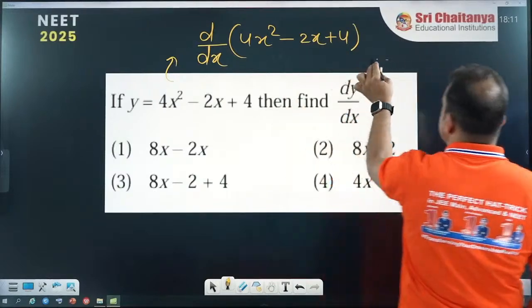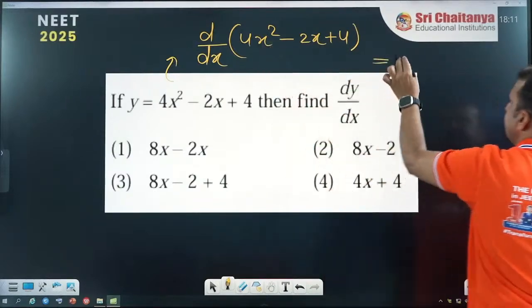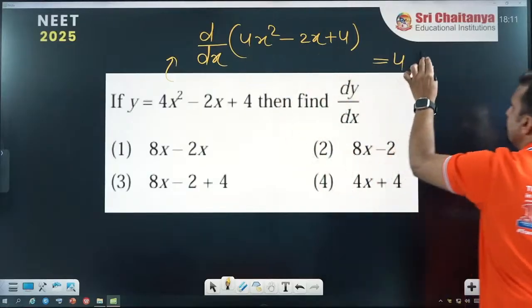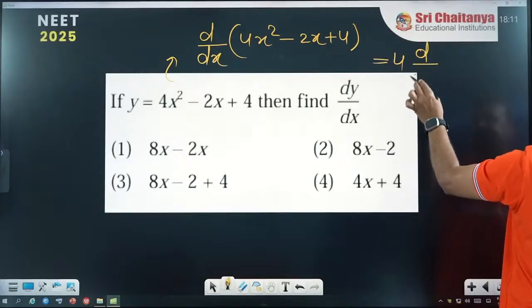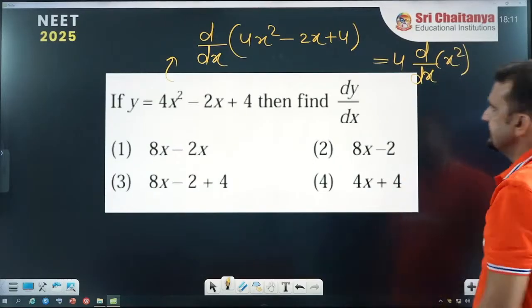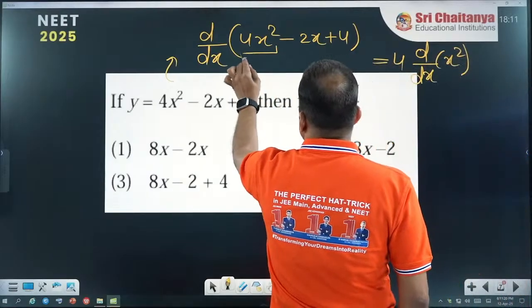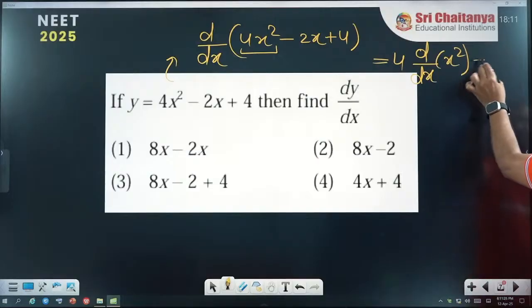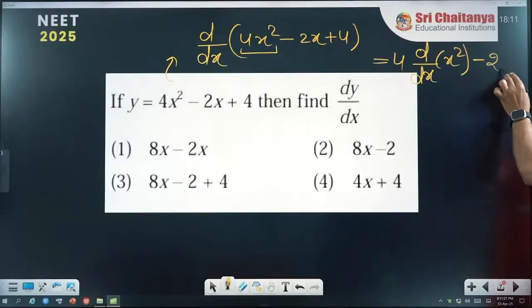When we differentiate this, see, 4 is constant. Differentiation of x square is going to be 2x. You can write it like that: d over dx of x square. That means one step is over. 4x square we have done. Now the second step is, minus 2 is constant, take it outside.